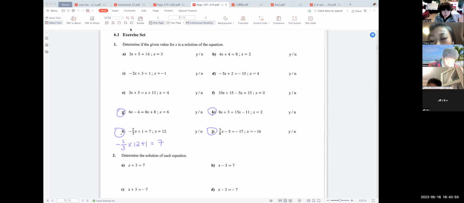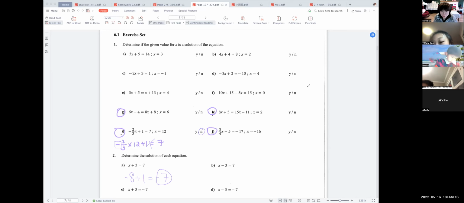So how do we do this one? So this one, we just pretend the negative is not here. So 2 times 12 divided by 3 equals what? 24 divided by 3 equals 8. And put the negative sign here. So it's negative 8 plus 1 equals what? Equals negative 7. So it's not equals 2. So this answer is no.